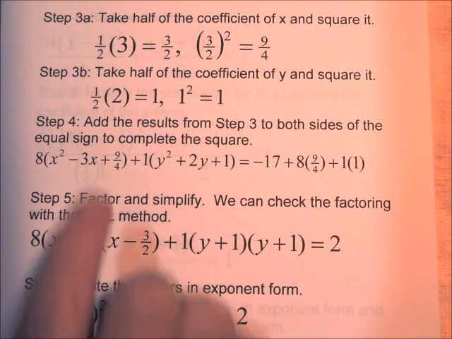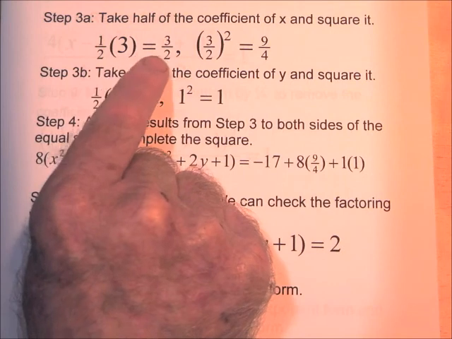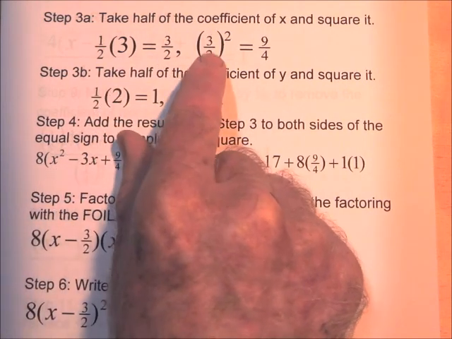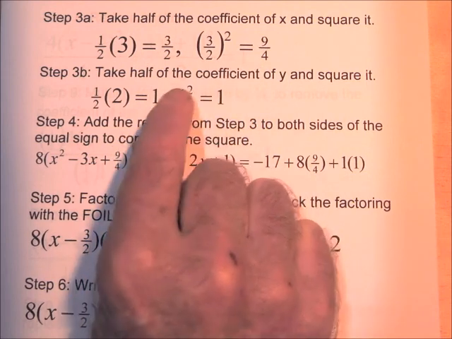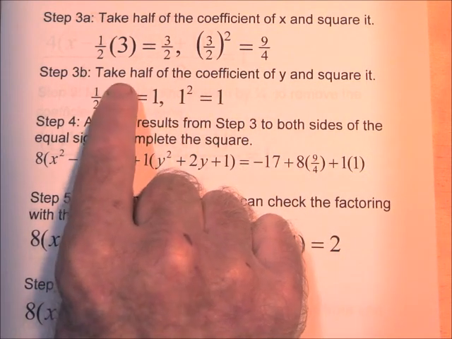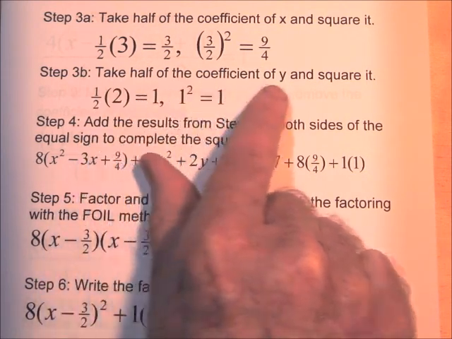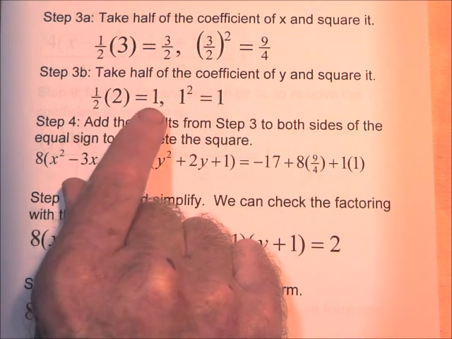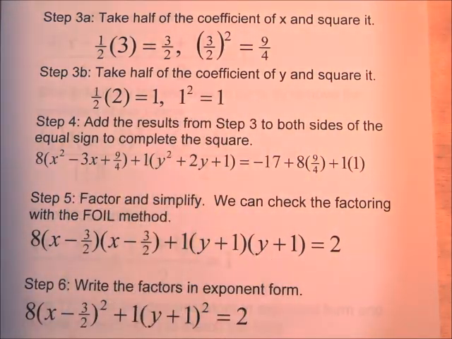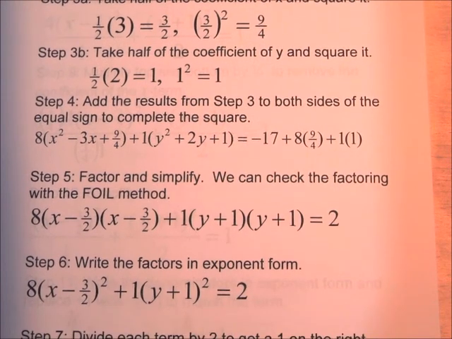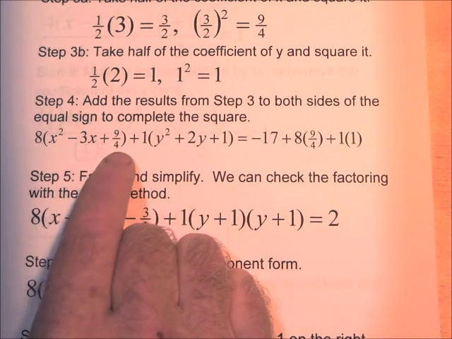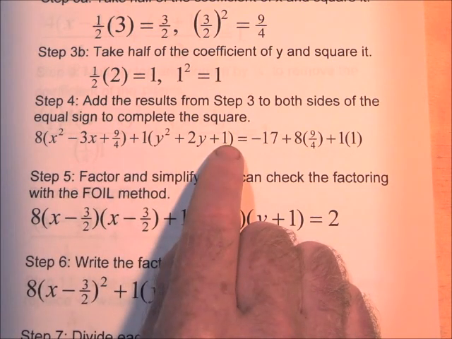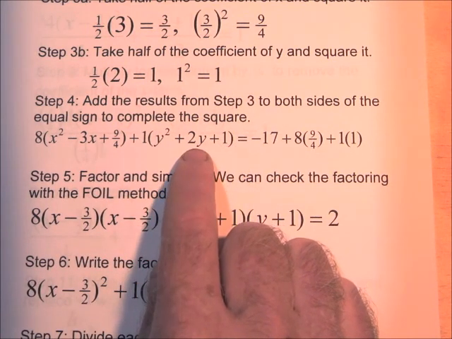So we want to take half the coefficient of x, half of 3 is 3 halves, and square it. 3 halves squared is 9/4. 3 squared is 9, 2 squared is 4. And likewise with the y terms, take half of the coefficient of y and square that. Half of 2 is 1, 1 squared is 1. So that tells us what we have to add to make these into perfect squares. So we want to add 9/4 to the x term, and add a 1 to the y terms.